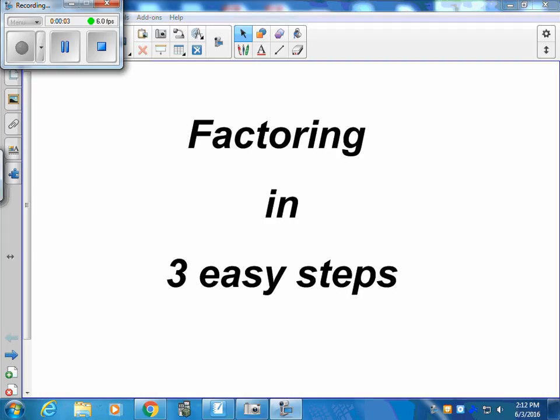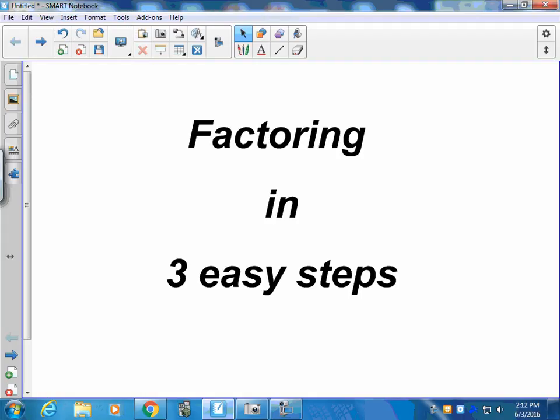Hello and welcome to today's lesson, Factoring in 3 Easy Steps. Now, there's a bunch of different types of factoring problems, but we can put them all together and deal with them in one system, okay, if we learn and work through the process of the 3 easy steps that I'll show you here today.